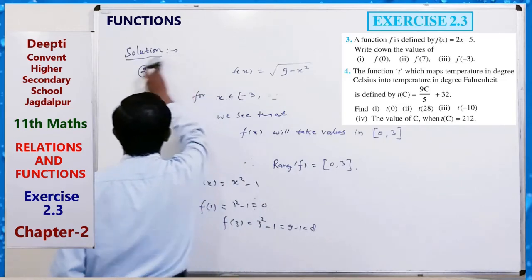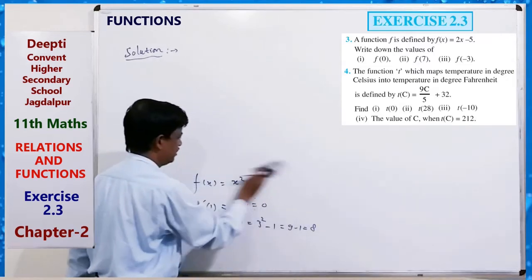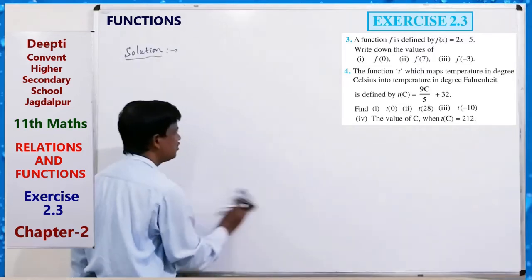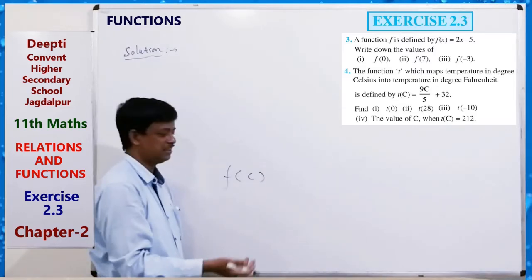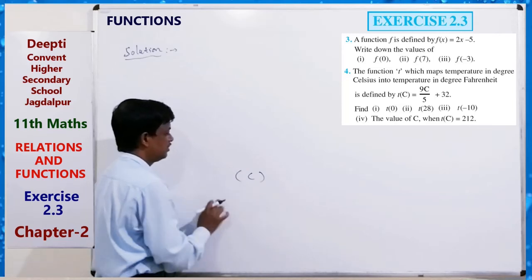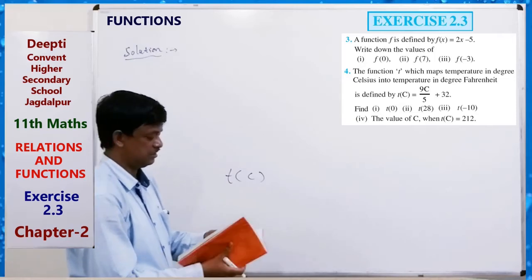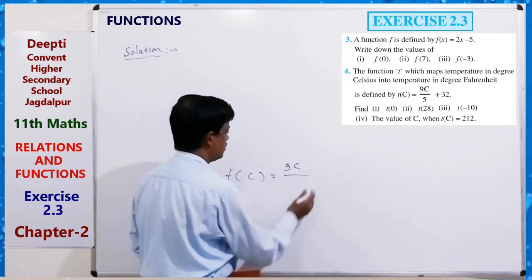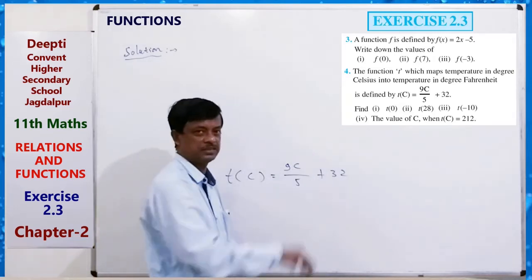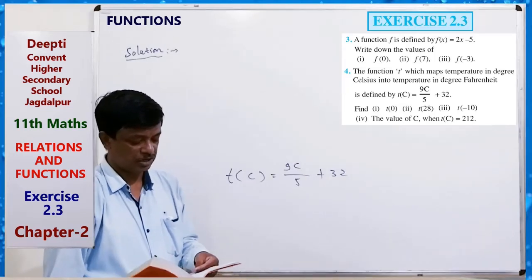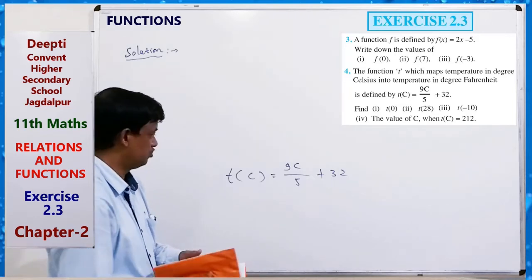So here, question third also gives a temperature function that depends on Celsius, a function of Celsius. T(C) equals 9C upon 5 plus 32. This is the given function, and you have to find the values of T(0), T(28), T(-10), and the value of C when T(C) equals 212.